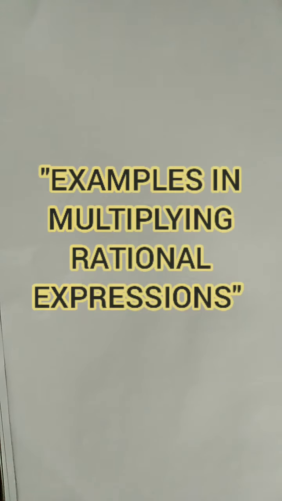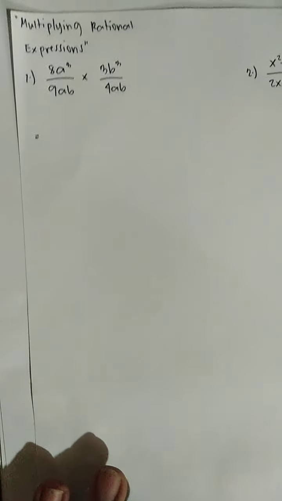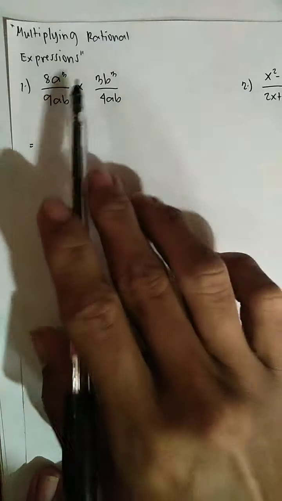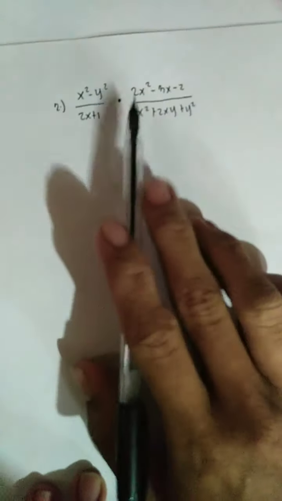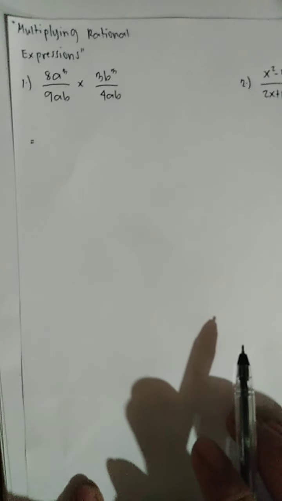Okay? So let us have examples to understand the definition, since that is quite confusing by words. So let us have an illustrative example on how to solve multiplication of rational expressions. We have two examples in this video. We have this rational expression being multiplied here, and here we have this rational expression. Okay, so for number one, before we start, just a reminder.